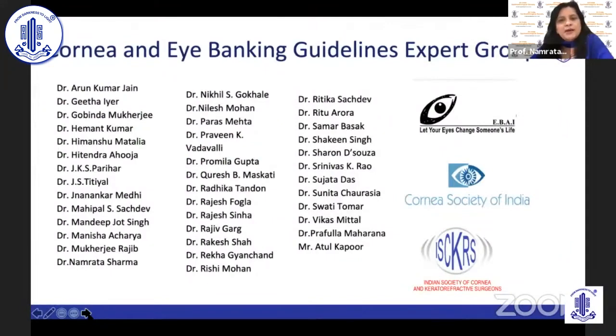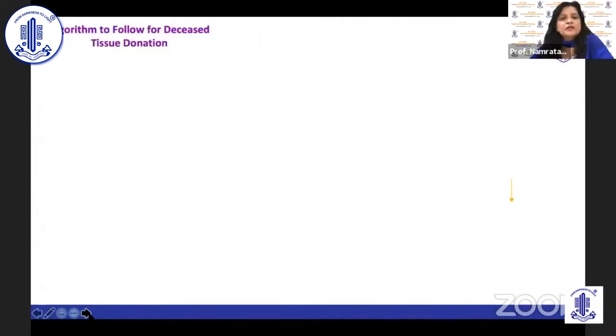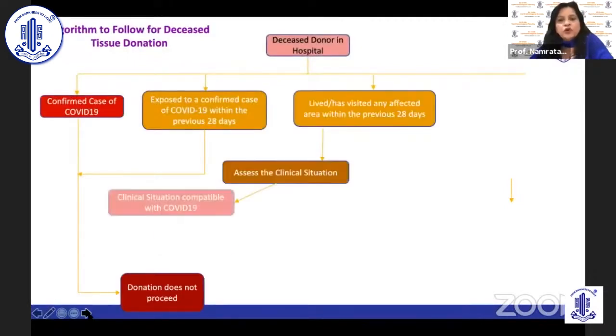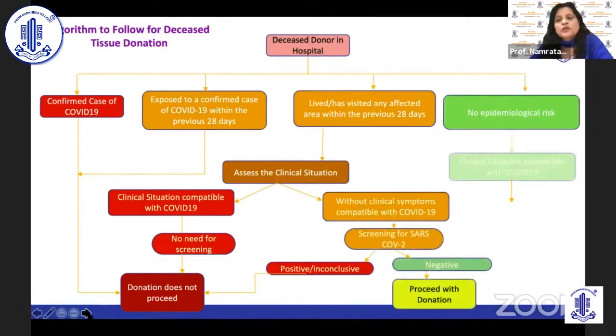Now, coming to cornea and eye banking guidelines, there have been really not much, because what was allowed was a limited HCRP. Voluntary eye donation is more hazardous, and you don't have a COVID report, so that was not allowed. Although COVID-19 testing was left at the discretion of the surgeon, I know that most eye banks are actually getting COVID-19 testing done for the donors. And this is the algorithm which is generally followed for the deceased to take the donor corneas. So only when there's no epidemiological risk and the COVID-19 test is negative, one can proceed with donation. And whenever there is any doubt, then one has to defer donation.